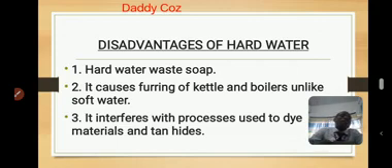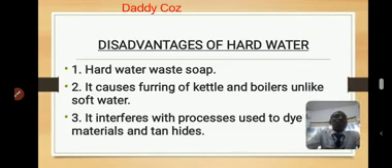Then we also talked about the advantages of hard water, that hard water actually is good for bones and teeth. That it tastes better in the mouth than soft water. That hard water does not dissolve lead pipe, but soft water does. So those are the advantages of hard water over soft water. The disadvantages of hard water are that hard water wastes your soap, causes furring of kettles and boilers, and it interferes with the tie and dye process. It doesn't allow you to actually dye materials very well.